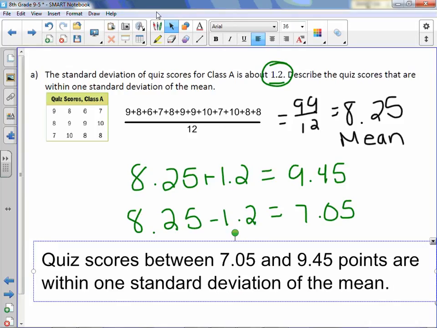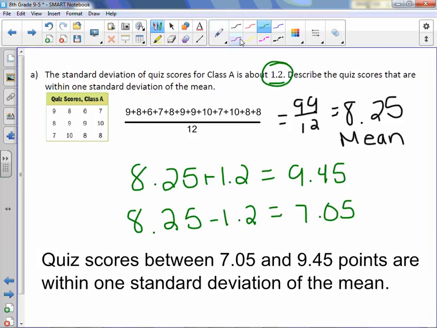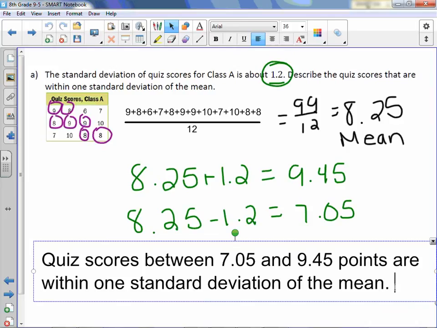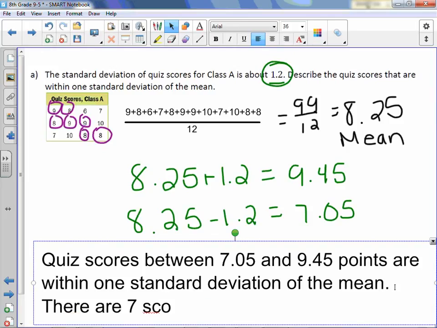And if we take a look up here, the numbers between 7.05 and 9.45 would be 8 or 9. 7 doesn't count because it's less than 7.05. So 8 or 9 counts. I have 7 data that fall in between that one standard deviation. So I'm just going to jot that down. There are 7 scores that are included.